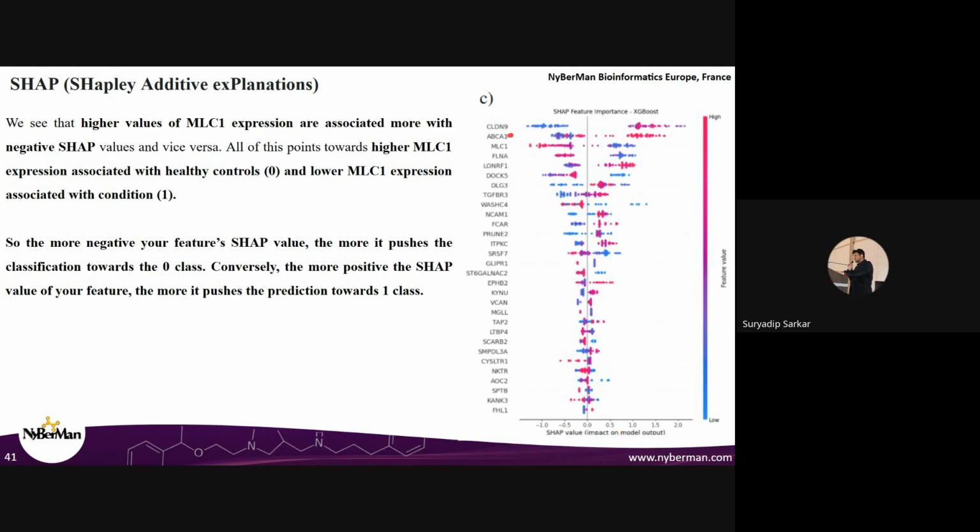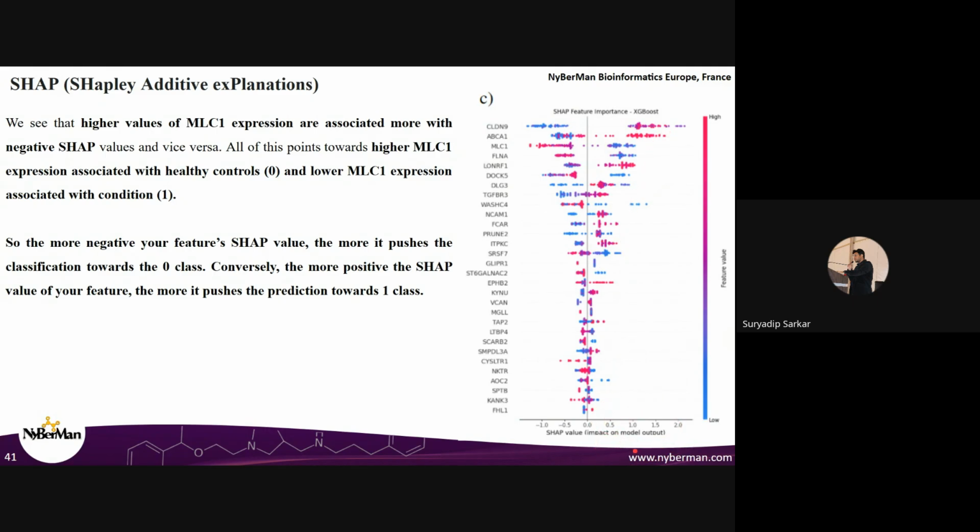Similarly, this gene CLDN9 is the opposite. You see blue or low values towards the left, or towards the negative class. So low CLDN9 expression is associated more with the negative class or the controls, and high CLDN9 expression is associated more with the positive class or the diseased class.